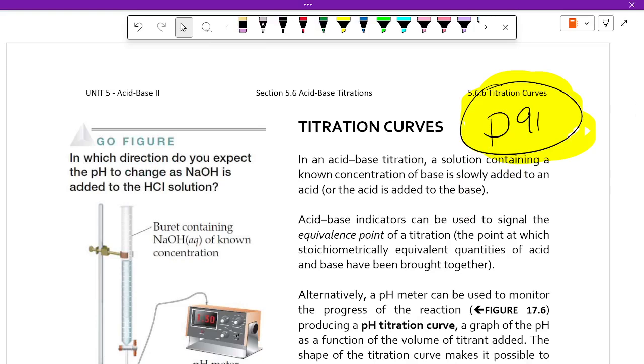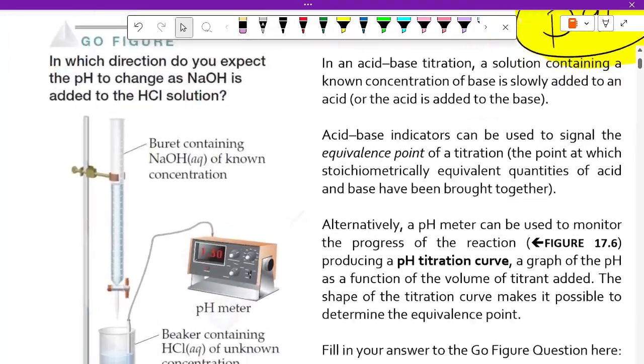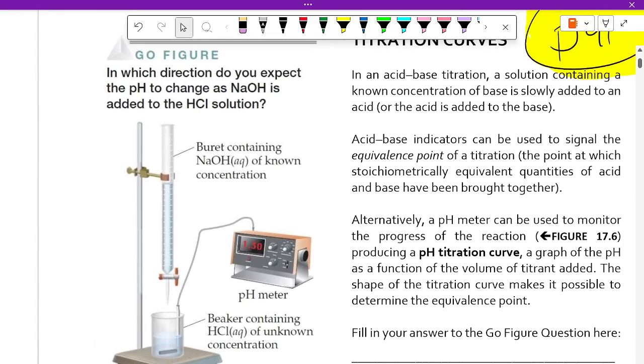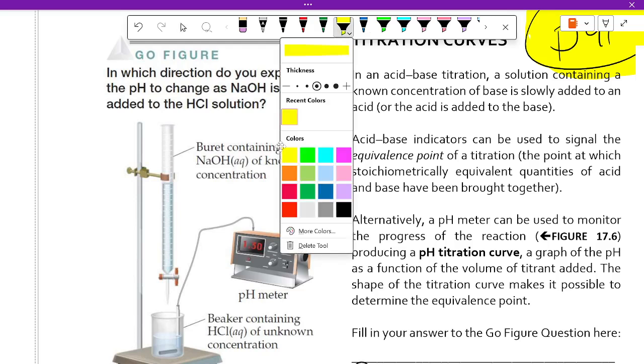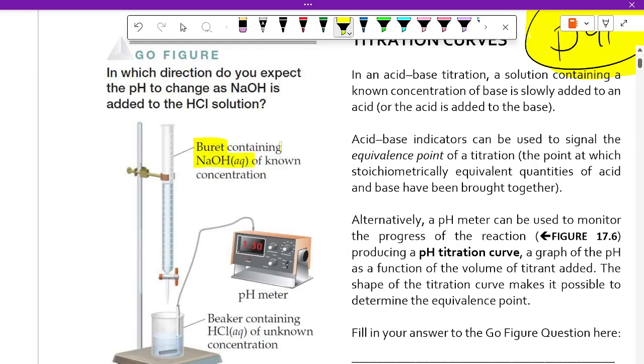In an acid-base titration, here's a picture of an acid-base titration, and we have a burette containing NaOH. And it has a known concentration. What do we call it if it has a known concentration? Do you guys remember? It is the titrant, but it's also called the standard. Definitely when you know the concentration, it's known as the standard.